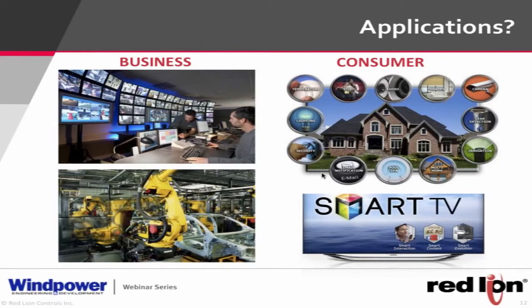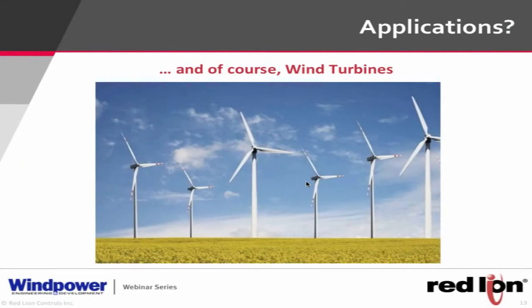Streaming media, we need more bandwidth for that kind of stuff. And of course, wind turbines. So Ethernet is definitely here. These are actually autonomous systems that are producing energy using the wind. So they take kinetic energy and they produce that.